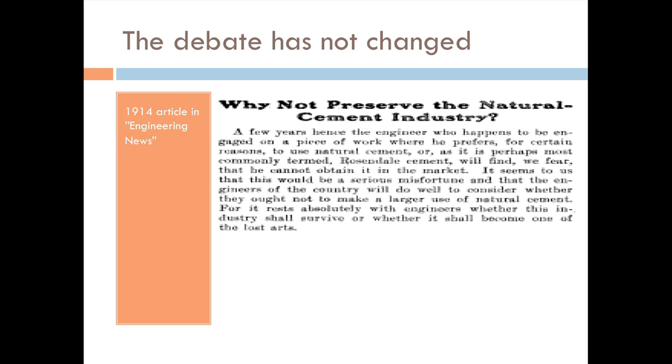Even in 1914, there were people, I took this article from Engineering News, asking why not preserve the natural cement industry? So people saw the merits of still using this product that's been around for almost 100 years. It's worked fine for engineering projects, but Portland cement wants to keep growing. I should mention that natural cement's burned at a lower temperature. It's not burned at 2,400 degrees versus that 950, maybe around 1,100 or so. So there's less embodied energy.